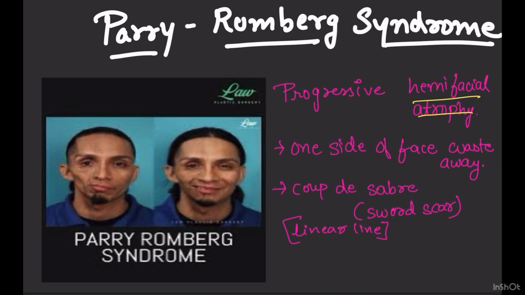Okay, coupe de sabre, a sword-like scar, is seen. You can see this scar. This is known as coupe de sabre. This is a very important point of Pere-Romberg syndrome. Coupe de sabre is also present in other diseases like scleroderma. Coupe de sabre means linear line, as we can see here.